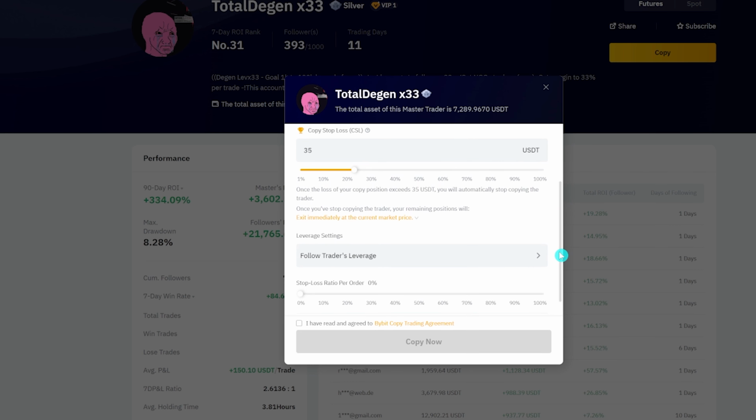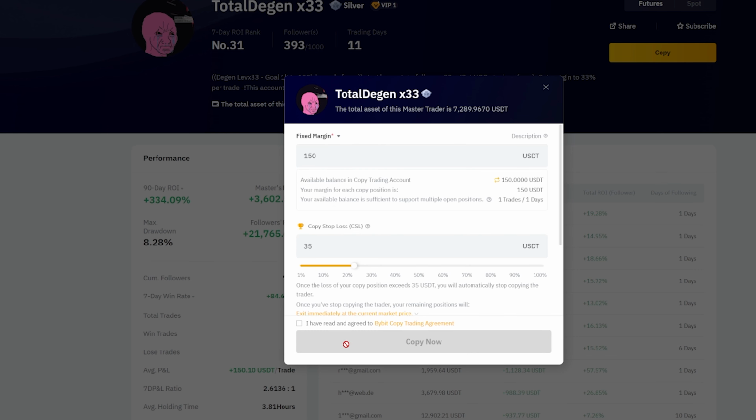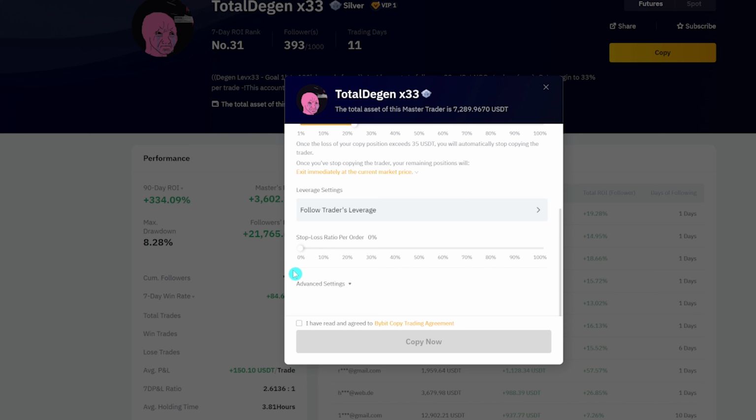35%, and let's scroll down to leverage, and here I'm going to click here and actually select follow traders leverage because they actually know what they're doing, so I don't want to interfere with what they're doing. I'm going to click on confirm, and this is going to be your stop loss per trade.